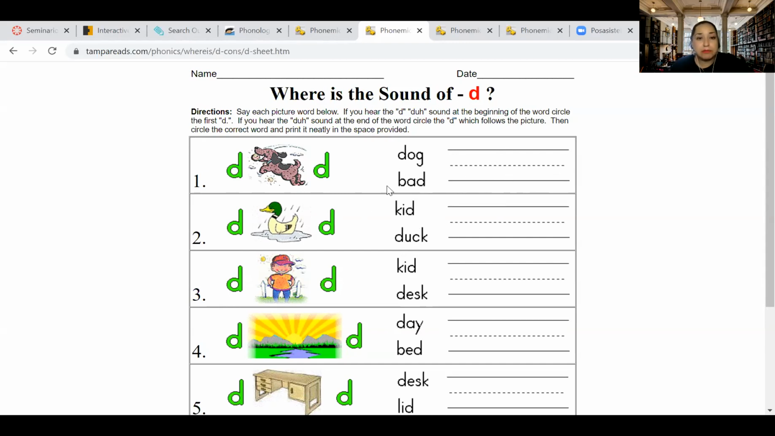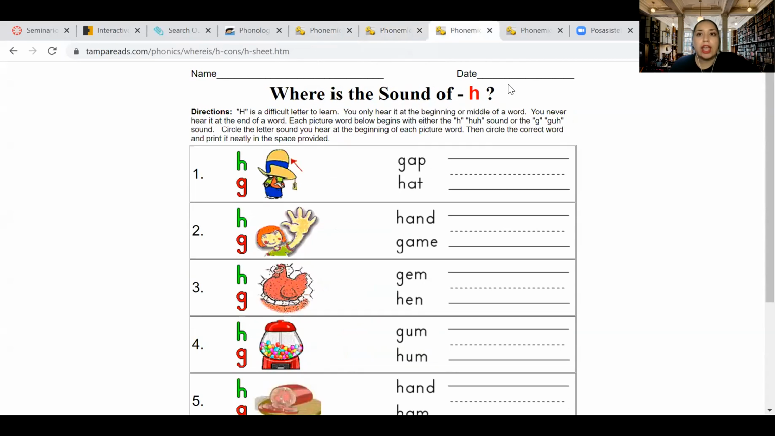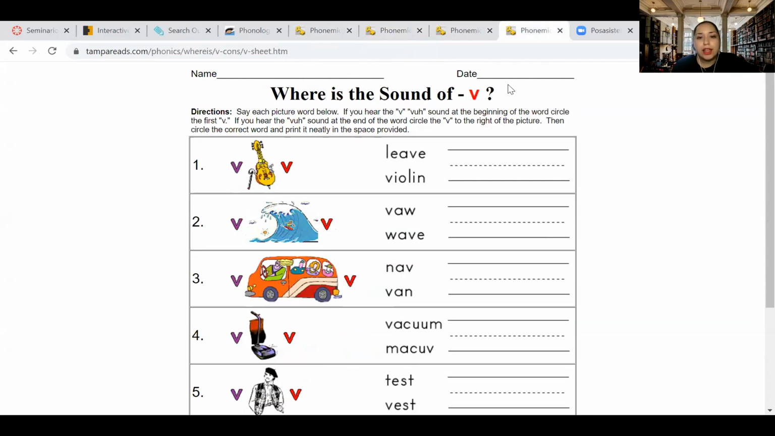Which of them is it? Is it dog or is it bad? It should be dog, right? So you write it down here, dog. Is it kid or is it duck? It's duck. You write it here. And while you're at it, you keep practicing. So it's 4 of them. You have one for C, one for D, one for H, and one for V.